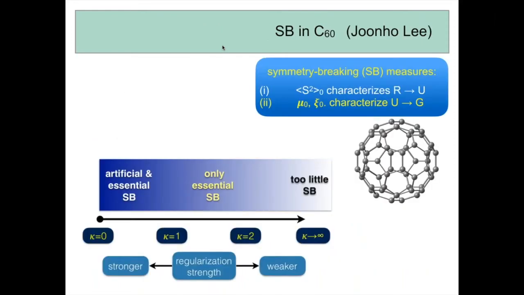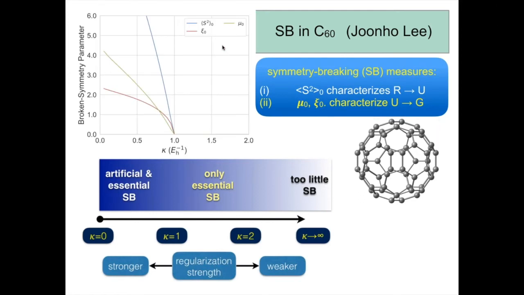So let's take a look at symmetry breaking in C60, and this again is Joonho Lee's work, trying to probe the symmetry breaking landscape. On the right is a picture of C60. Up at the top left, which I'm about to show you, is a picture of measures of symmetry breaking as a function of kappa. So we'll look for the critical value that restores the broken symmetries. In particular, if you're interested in restricted to unrestricted symmetry breaking, you'd look at S squared. There's another measure that I don't have time to fully talk about, mu0 and epsilon0, that characterizes the unrestricted to general symmetry breaking. And there's the plot.